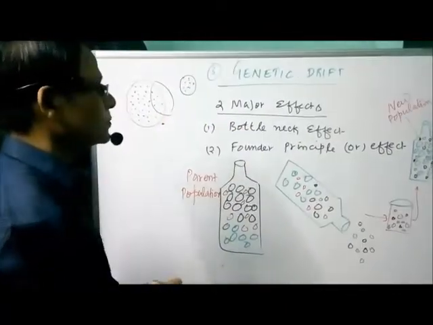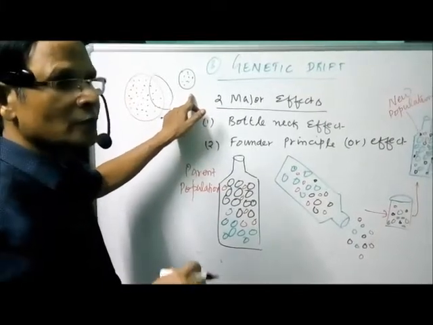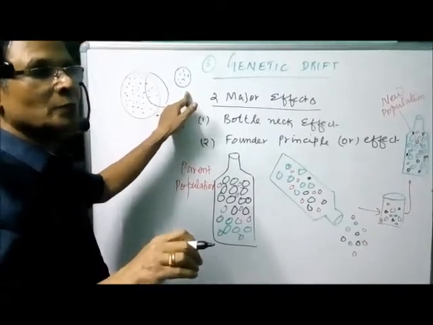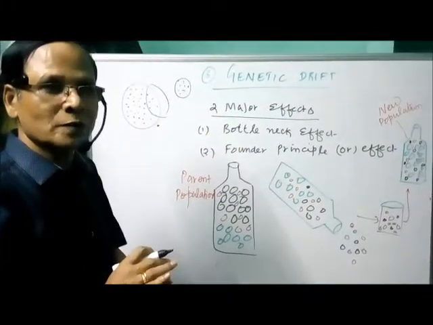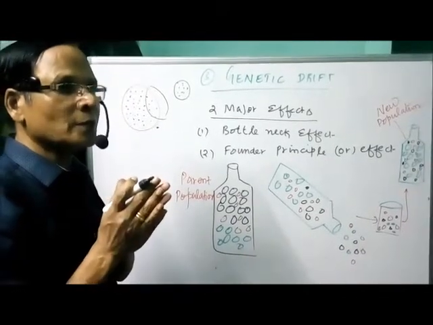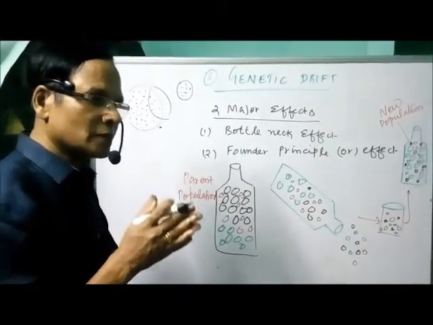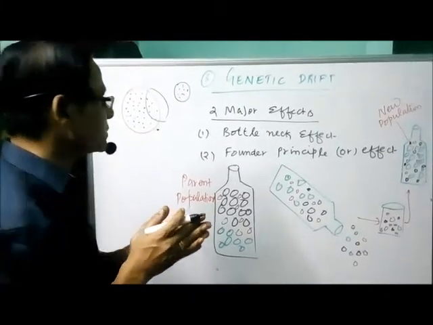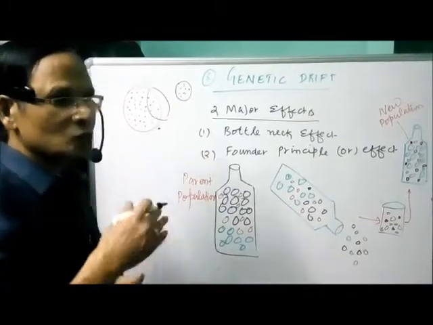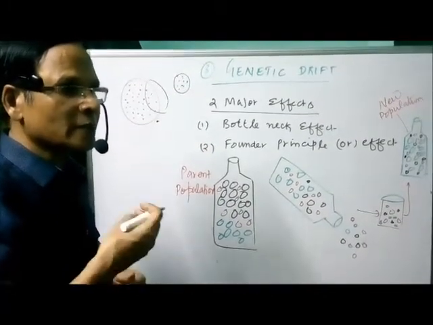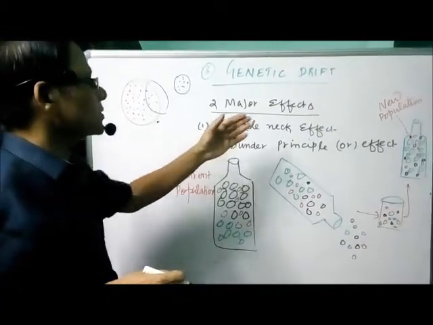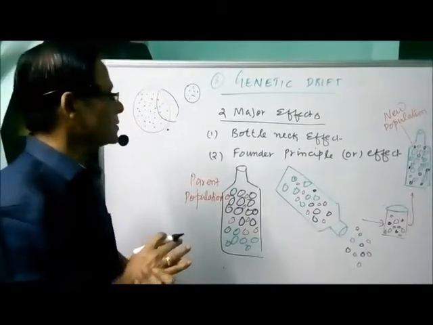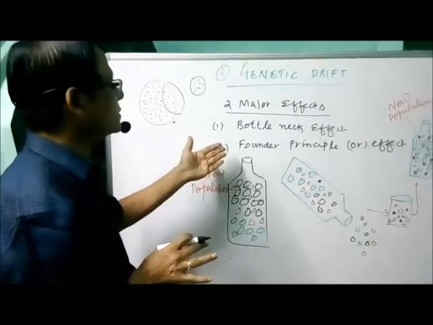They become the founders of a new population gradually through genetic drift. Then the phenomenon is called the founder principle. So these individuals become the founders of a new population. That's why I said, when a group of individuals become the founders of a new population, the phenomenon is called the founder principle or founder effect. Drifting means gradual movement, resulting in the formation of a new phenotype, having a new genotype different from the parent population. So that is the founder principle, the second type of genetic drift.